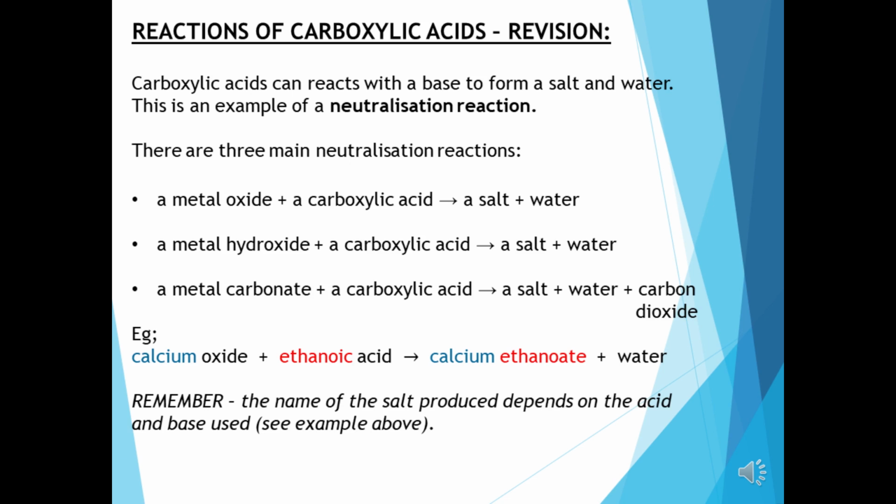Salts are named from the first part or metal part of the base added to the type of acid. So as shown, calcium oxide added to and reacting with ethanoic acid will produce the salt, calcium ethanoate, and water.